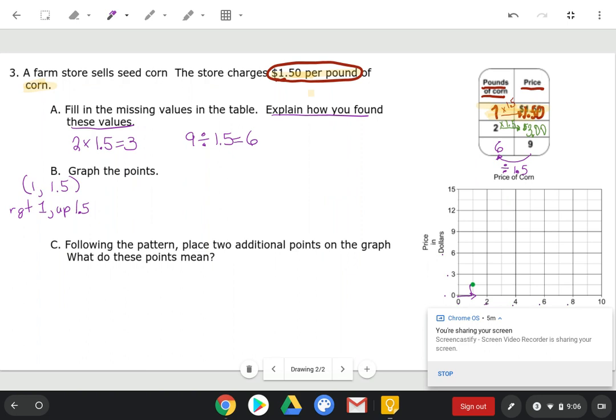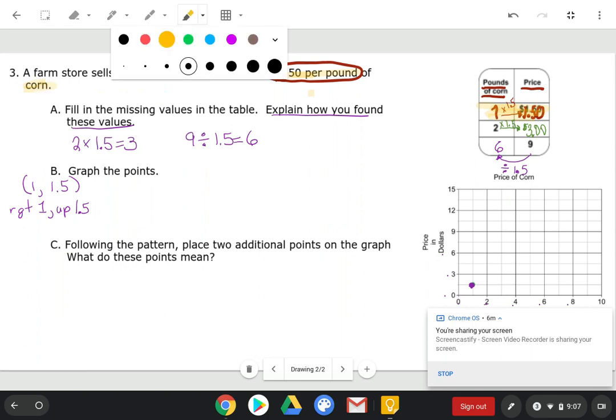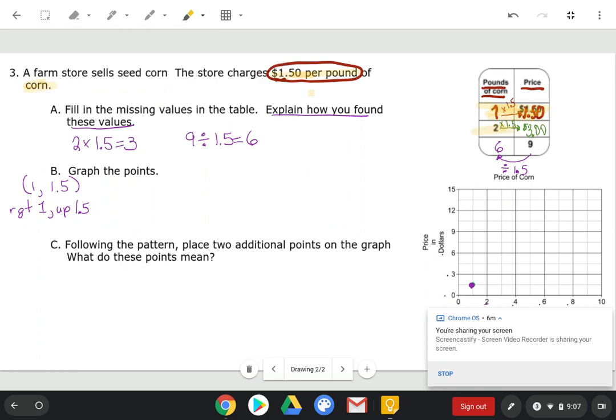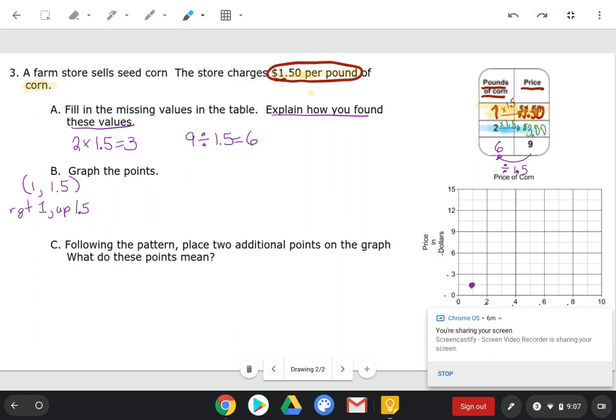Now I need to go up 1.5, which puts me right here. So where I end is where I'm going to put my point. And you don't have to draw these arrows that I'm drawing. I'm just putting those there, hopefully to help you follow how I'm thinking about things. So the next point that we have, I'm going to highlight that point blue. Here goes. There it goes.